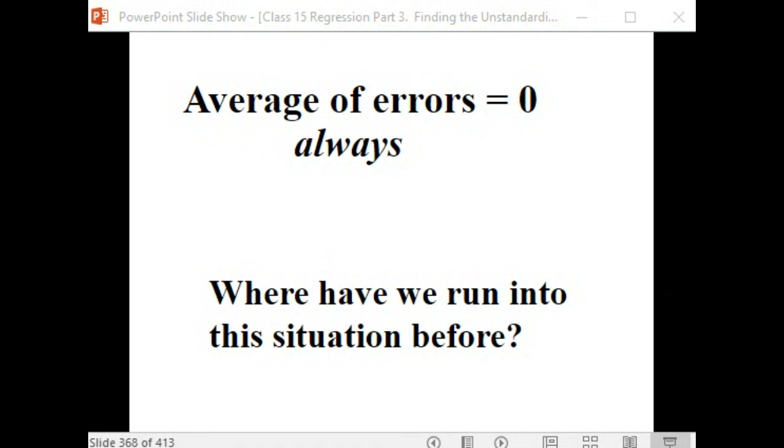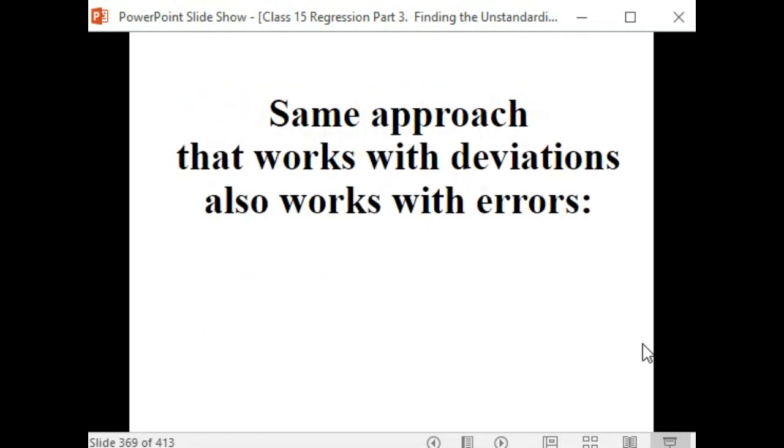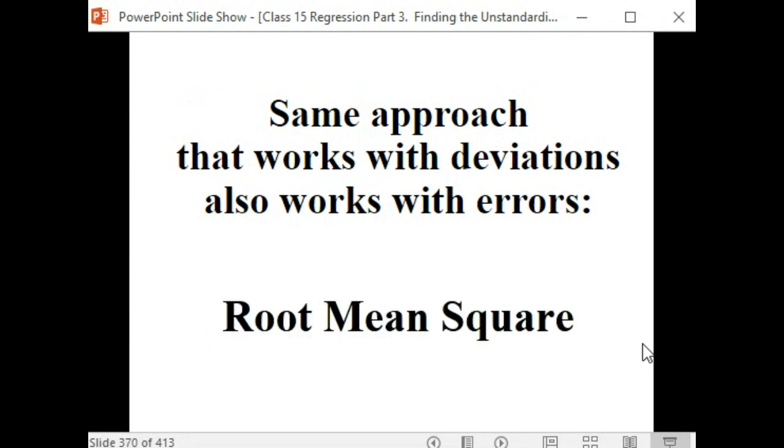However, statisticians have found a way to avoid this glitch by computing the standard deviation. As you remember, the standard deviation is really a kind of average deviation, or a typical deviation, but it's calculated a little differently than the way we all learned to calculate the average in grade school. Now, it turns out the same approach that works with deviations also works with errors. It's our old friend, the root mean square.